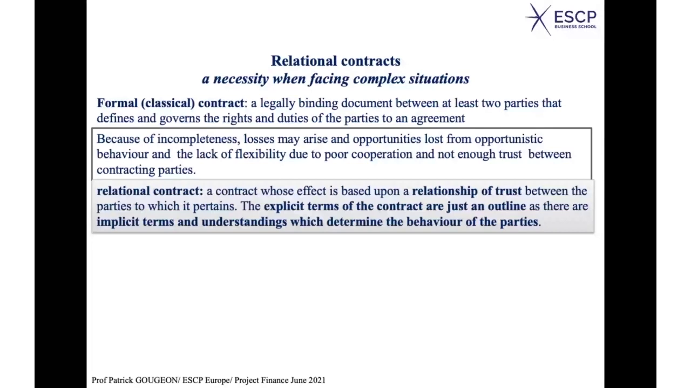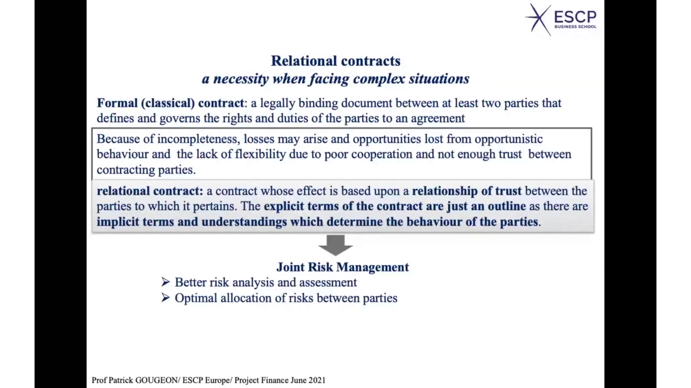And you have a joint risk management. It means that you have to be ready to cooperate between the different parties to handle the risk, knowing that you cannot anticipate all the possible contingencies. It would lead to a better risk assessment, an optimal allocation of risk between parties, and enhanced preparedness and capacity to adapt to unexpected events.